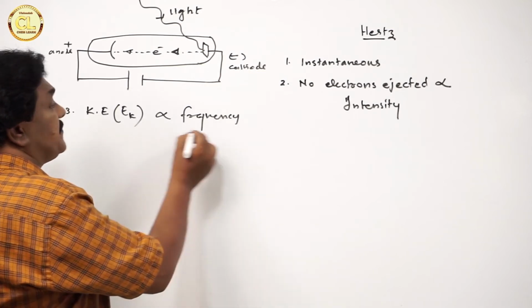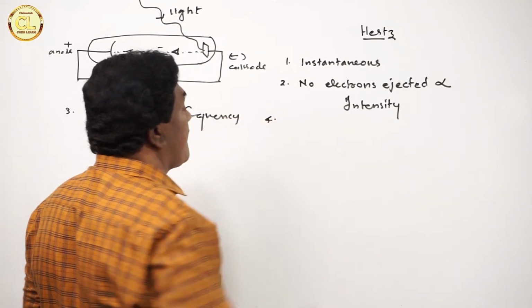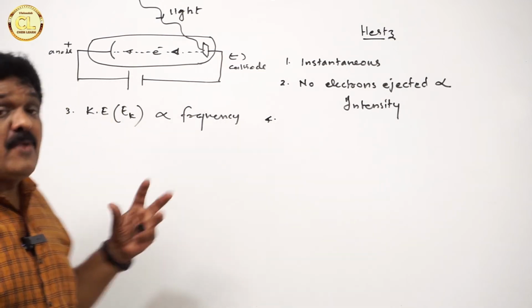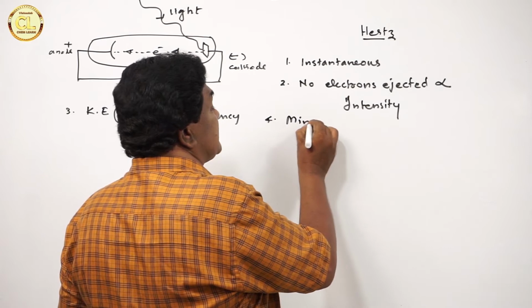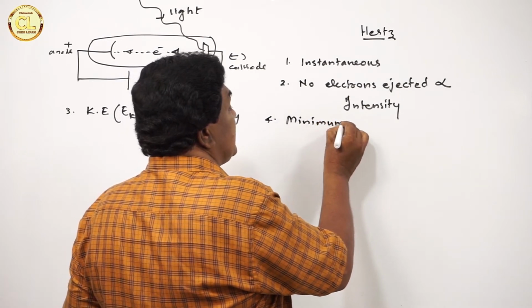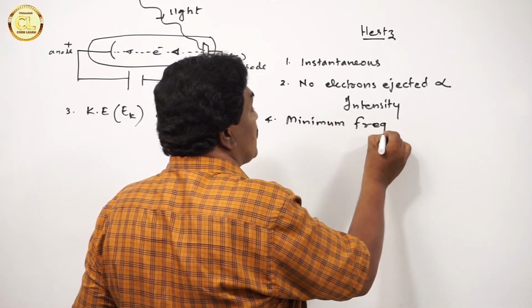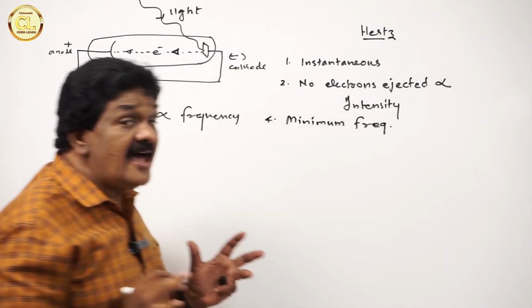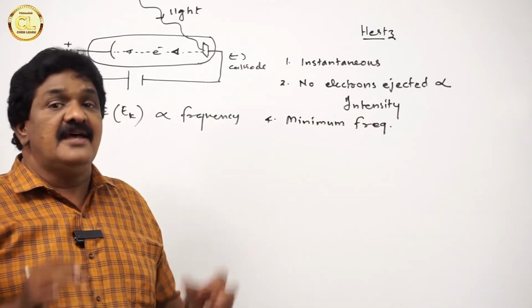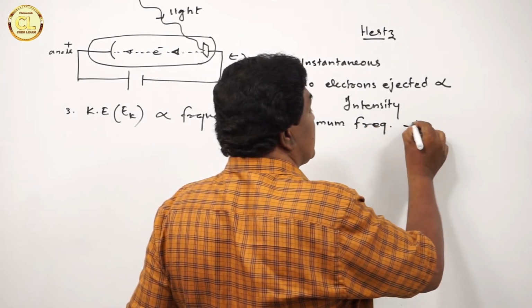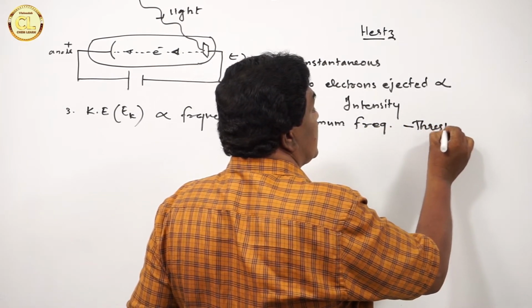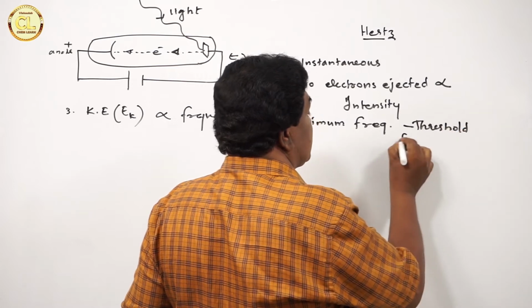Fourth point. A minimum frequency is required to just start the ejection of electrons. This minimum frequency is called threshold frequency.